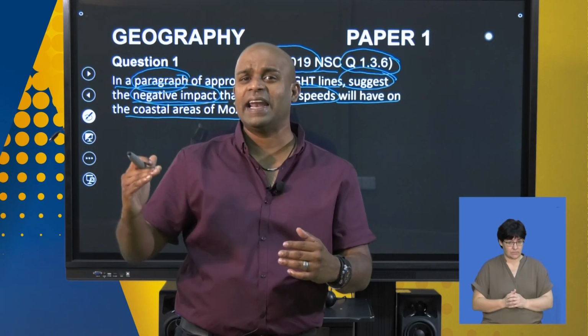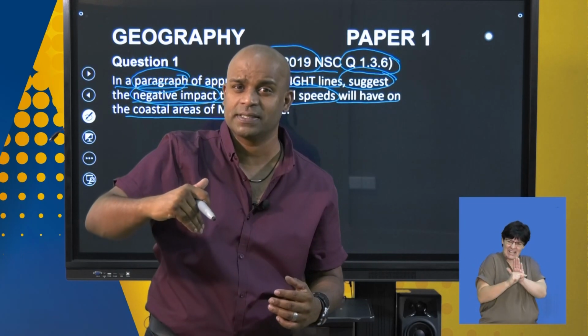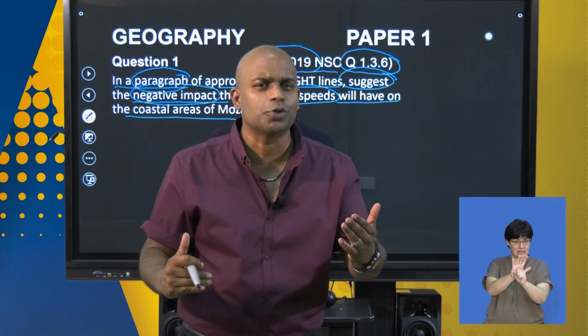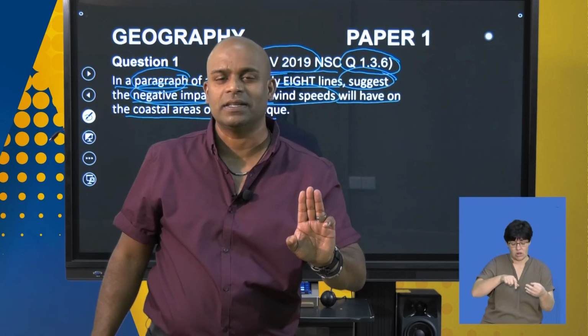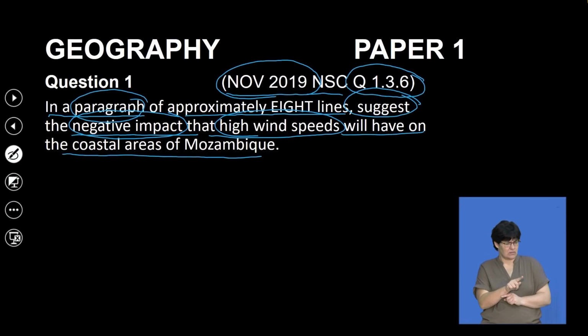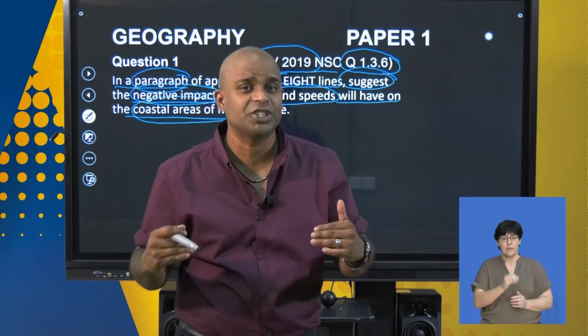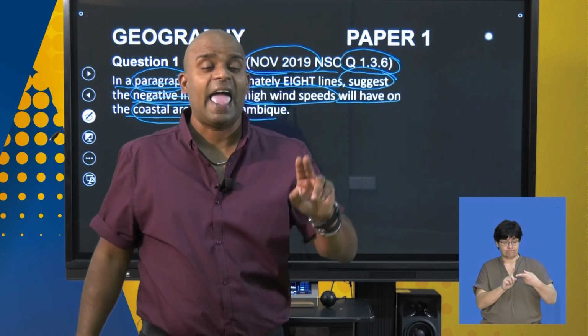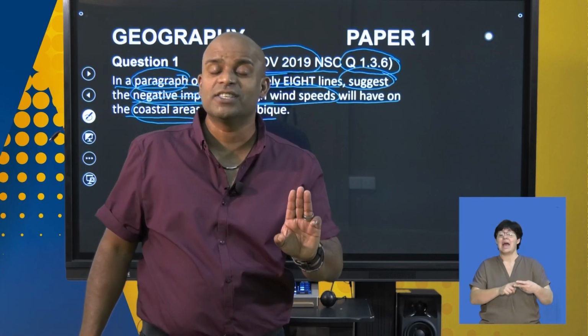And what is the question asking you to do? Highlight the negative impacts. And the moment you look at the word impact, what are we talking to? Economic, social, and environmental. But in this particular question, if I look closely, it will have on the coastal areas of Mozambique. That means that you would have worked out upon reading this question that you will be looking at firstly the physical, and then the economic, and then the social.